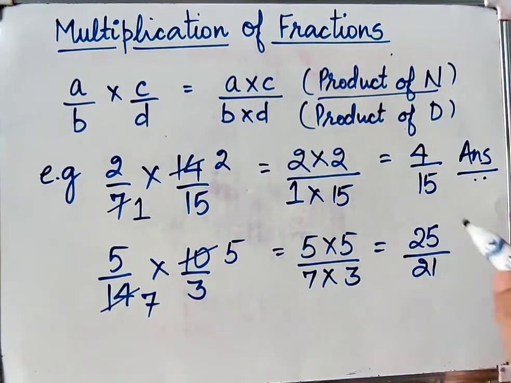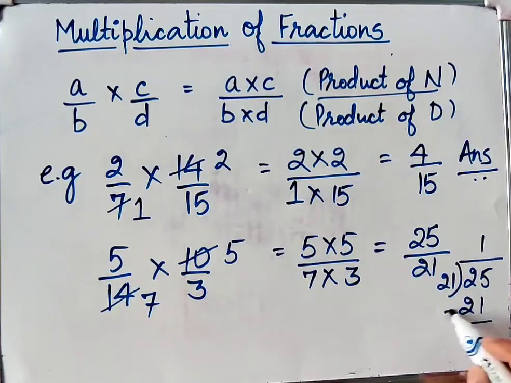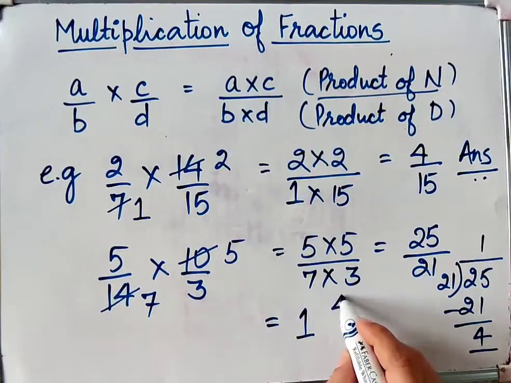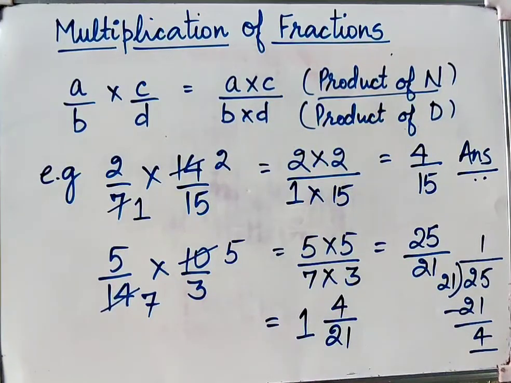Now this is an improper fraction, therefore I am going to further divide it. So 25 divided by 21. 21 one times gives me 21 and we are left with 4 as a remainder. So in the Q R by D form it is 1 4 by 21. Q, that is the quotient, R the remainder, and D the divisor. Thus this is the required answer.